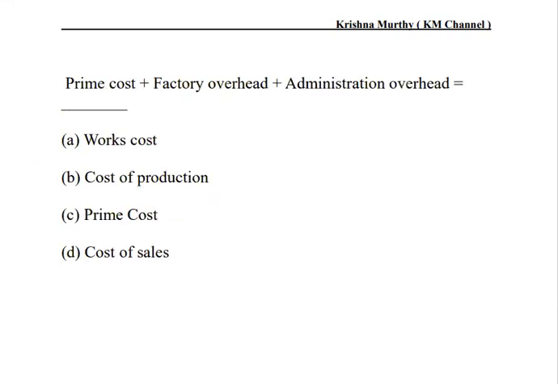Prime cost plus factory overheads plus administration overheads equal to dash. Options are work cost, second option cost of production, C option prime cost, D option cost of sales. The right option will be cost of production.